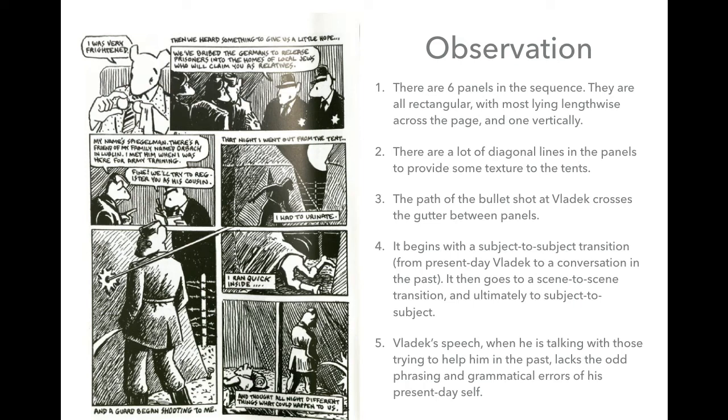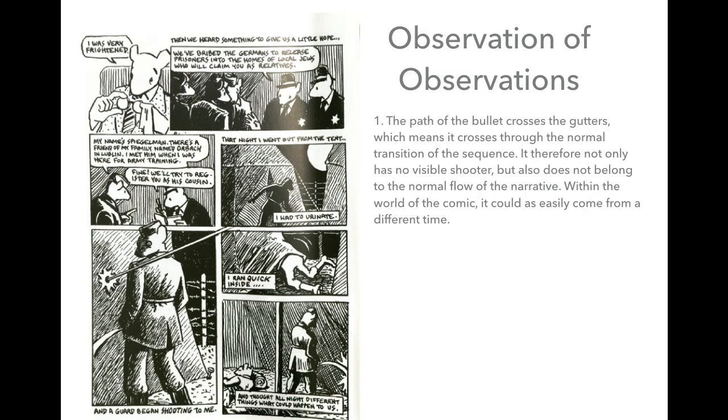I think it's interesting. You'll notice when it's Vladek talking to Artie, he says things like, "I ran quick inside and thought all night different things, what could happen to us." This is not the way we usually speak. But in the past, no problem. "My name's Spiegelman. There's a friend of my family named Orbach in Lublin. I met him when I was here for army training." No grammatical problems because it's in his language. It's in Polish, but we're reading it in English. Okay, that's worth keeping in mind. So there's just 5 observations.